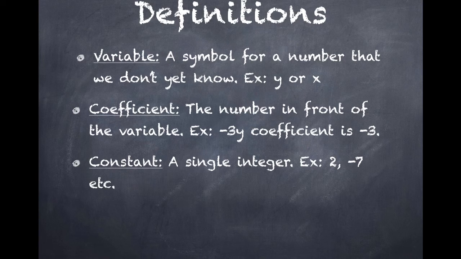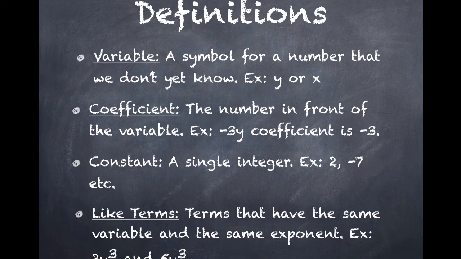A constant is a single integer, for example, 2 or negative 7. For our last definition, we have like terms. They are terms that have the same variable and the same exponent. For example, 2y to the power 3 and 5y to the power 3.